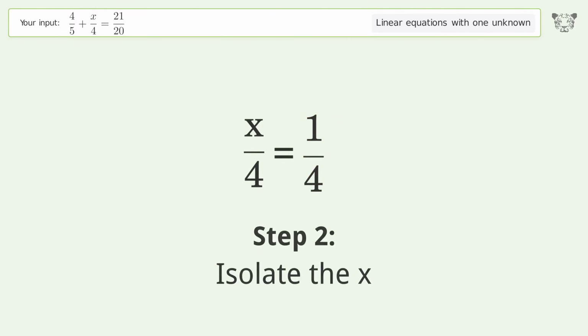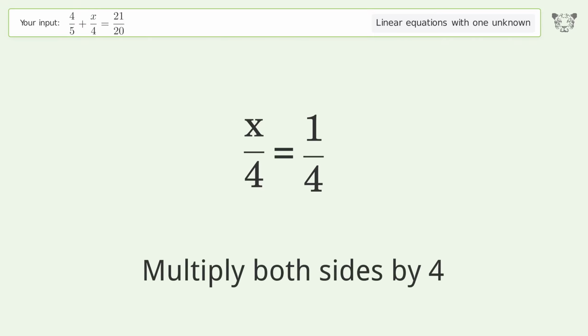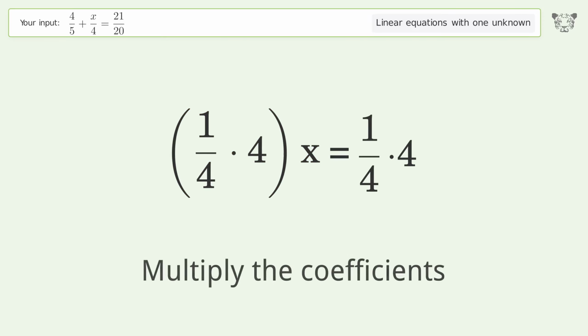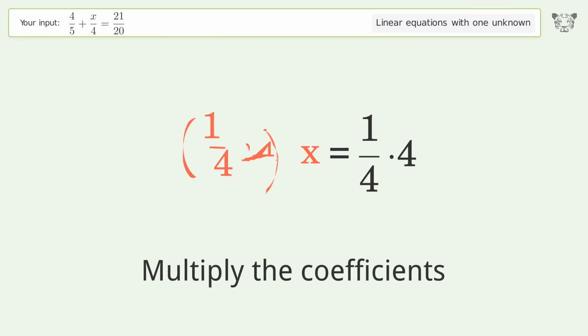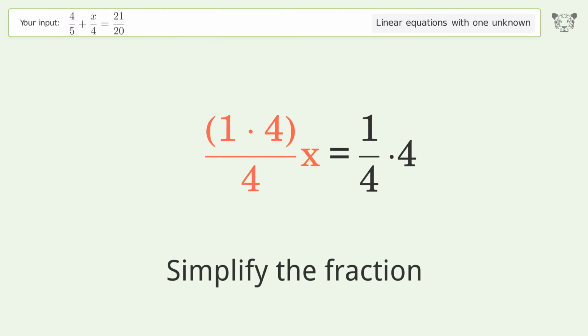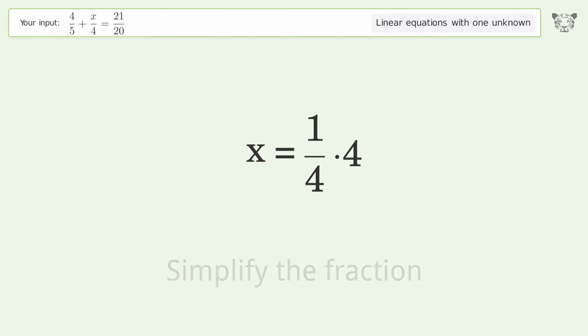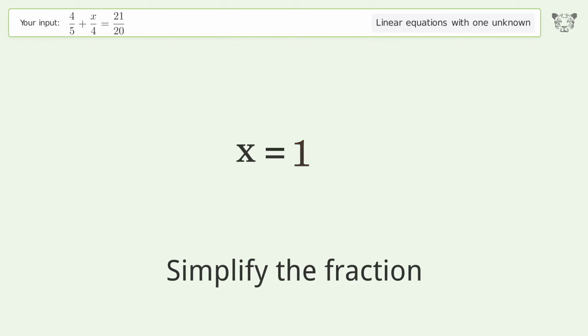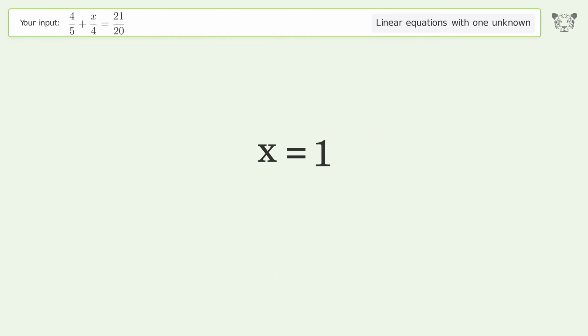Isolate the x. Multiply both sides by 4. Group like terms. Multiply the coefficients. Simplify the fraction. Multiply the fractions. Simplify the fraction. And so the final result is x equals 1.